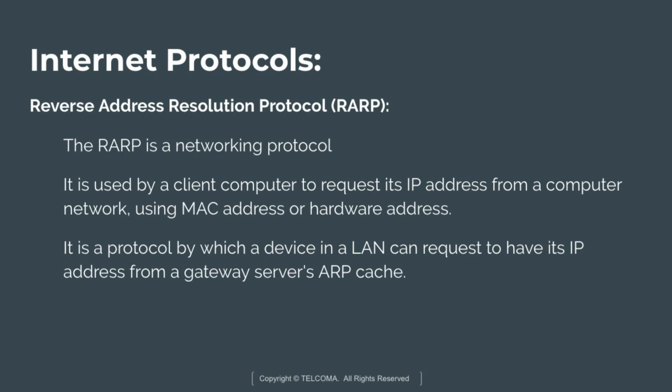The next is Reverse Address Resolution Protocol. This is a networking protocol used by a client computer to request its IP address from a computer network using the MAC address or hardware address. In Address Resolution Protocol, the computer knows the IP address but wants the MAC address.